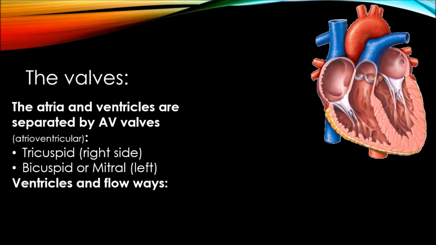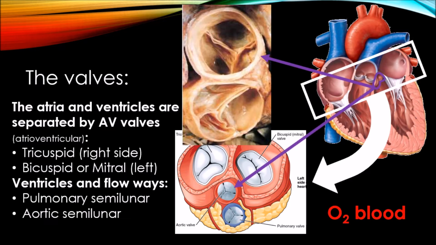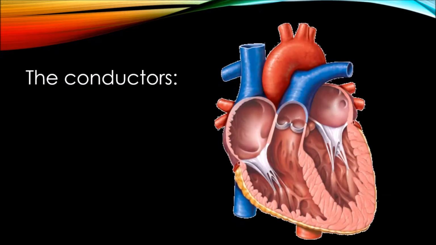There are two valves that separate the ventricles and the vessels, which are the pulmonary semilunar valve and the aortic semilunar valve. Now that we know the valves and the chambers of the heart, let's see the conductors. One little thing I have to remind you before we begin: some people have the misconception that veins are tubes with carbon dioxide blood, and arteries carry oxygen blood.